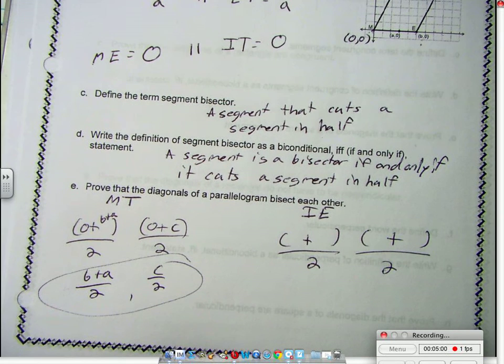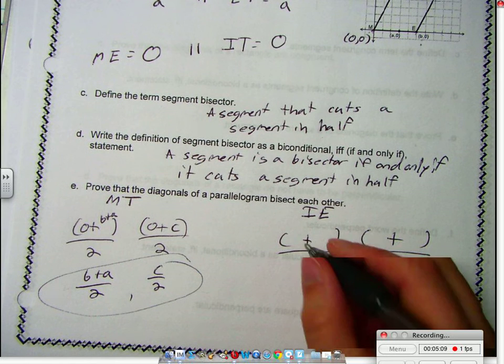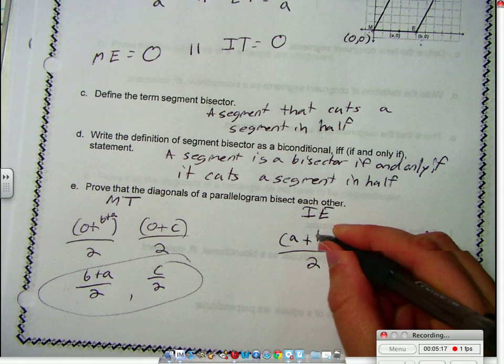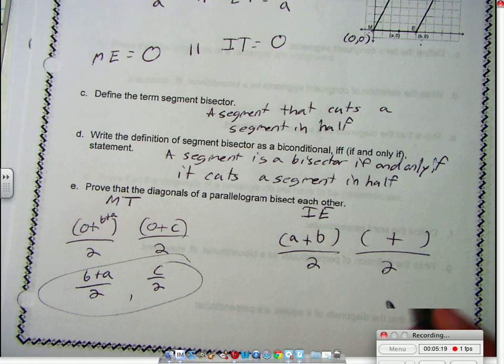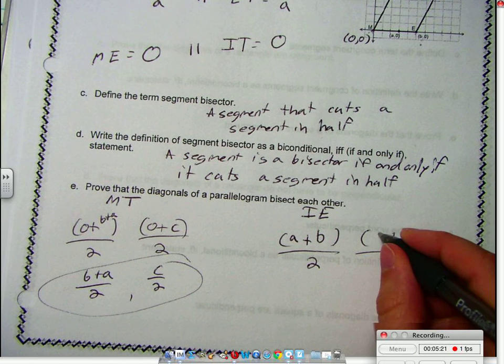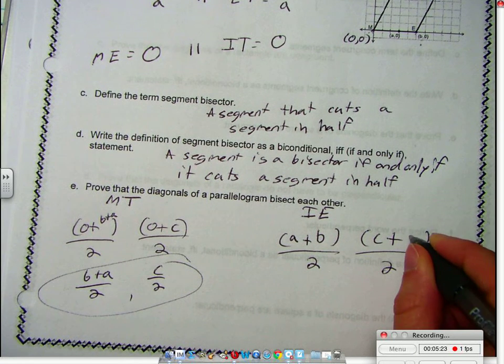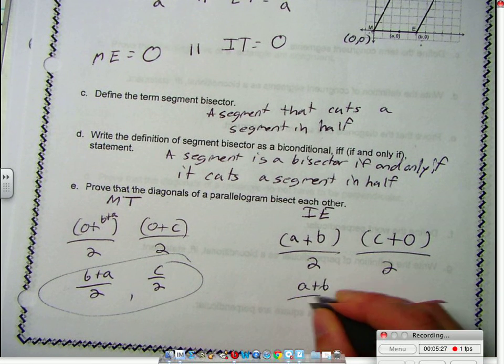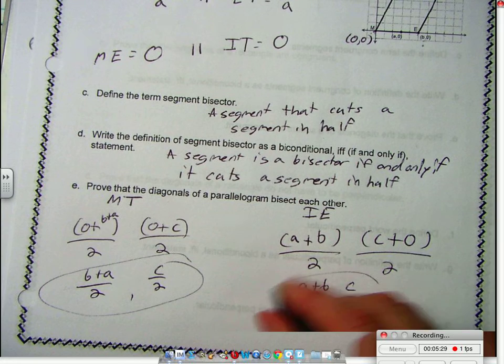Okay. What is the x value for I? X is A. What is the x value for E? Okay. What is the y value for I? What is the y value for E? Okay. So I get A plus B over 2, comma C over 2. Are these equal? Yes.